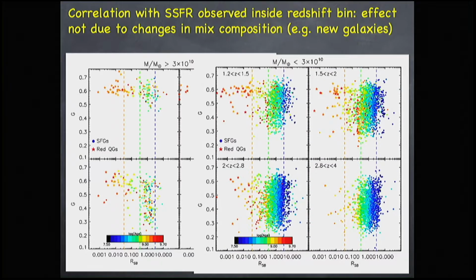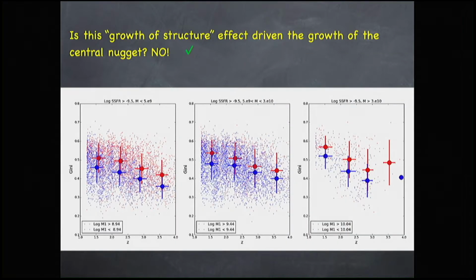And this is for the low mass bin. In the low mass bin, there is a bigger dispersion, as noticed before. So this is the test we use to test whether the growth of structure effect could be driven by the growth of the central nugget. The answer is no. We cut the distribution in 2 bins, one with low central density, another with high central density, as shown here in the caption, and the same growth is observed.